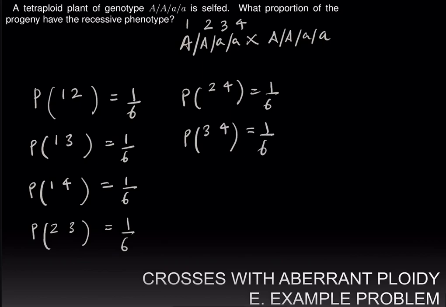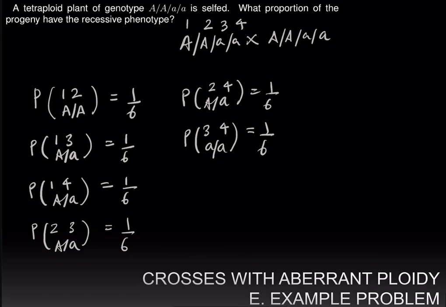Having written this down, now we can go and fill in what the genotypes are going to be for these gametic genotypes. So for example, 1 and 2 is big A. 1 and 3 is big A, little a. 1 and 4 is big A, little a. 2 and 3 is big A, little a. 2 and 4 is big A, little a. And 3 and 4 is little a, little a.